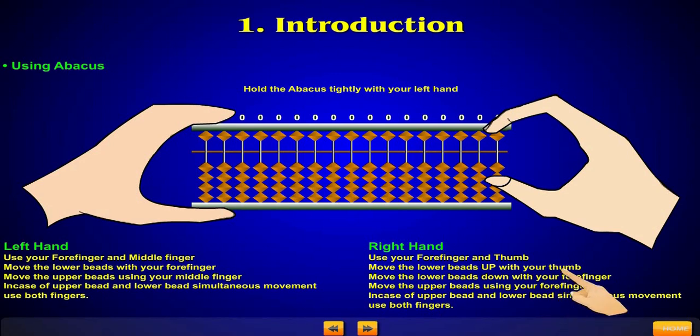On your right hand, use your forefinger and thumb. Move the lower beads up with your thumb. Move the lower beads down with your forefinger. Move the upper beads using your forefinger. In case of simultaneous movement of upper beads and lower beads, use both forefinger and thumb.